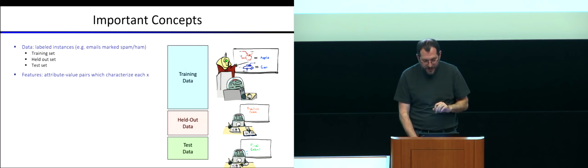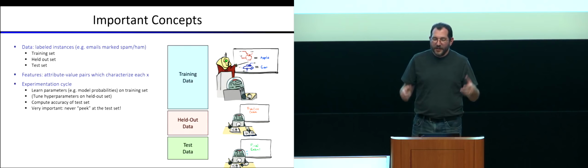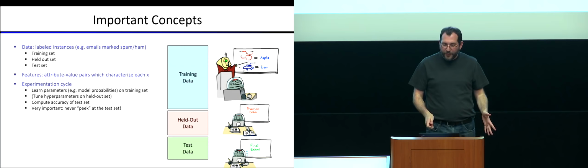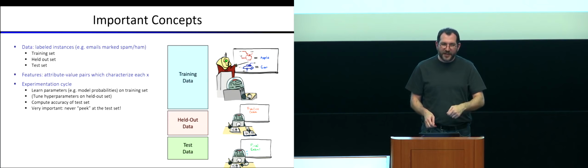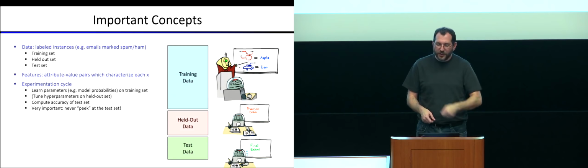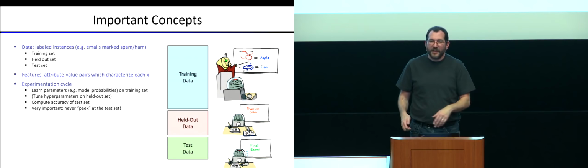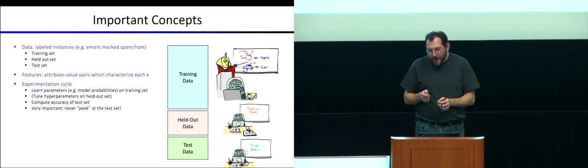You go through an experimentation cycle. It looks something like this. Get your model in, and then you're going to learn the parameters, like model probabilities, on your training set, which involves scrolling through the training set, counting things up, sometimes making predictions, sometimes taking derivatives and taking gradient steps. Whatever it is, you're going to learn the parameters of your model, which starts off having no idea between spam and ham. You're going to go through your training data, and after one or more passes through, you're going to know your parameters.